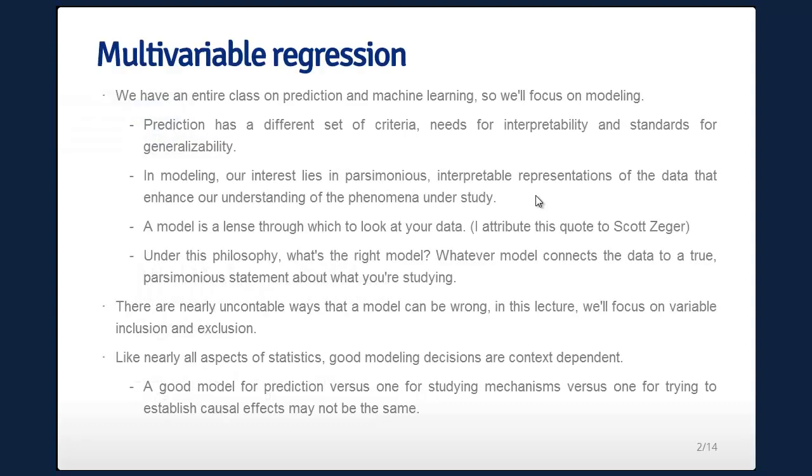What we're going to talk about in this lecture is the difficult topic of navigating when you have multiple predictors and choosing a model, and what are the consequences of including variables that you shouldn't, or not including variables that you should. Okay, so first point I'd make is we have an entire class on prediction and machine learning.